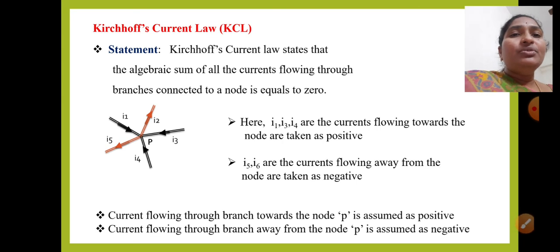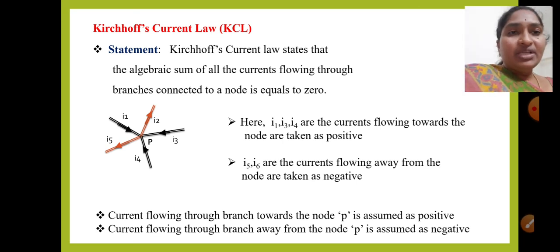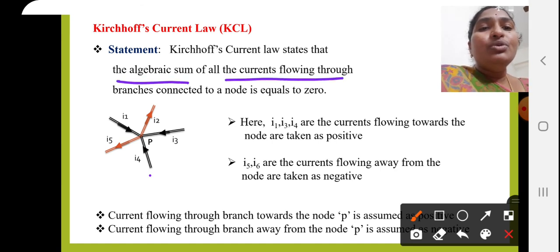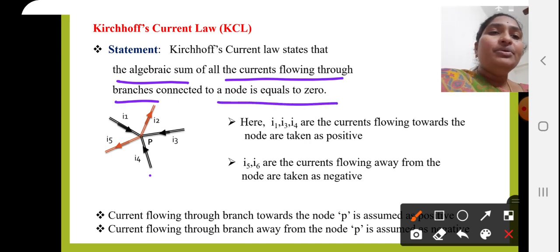Next, coming to Kirchhoff's current law. Let us see, what is Kirchhoff's current law? Kirchhoff's current law states that the algebraic sum of all the currents flowing through various branches connected to a node is equal to 0.